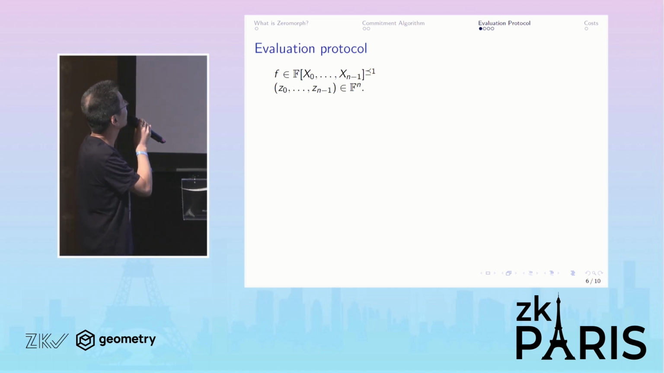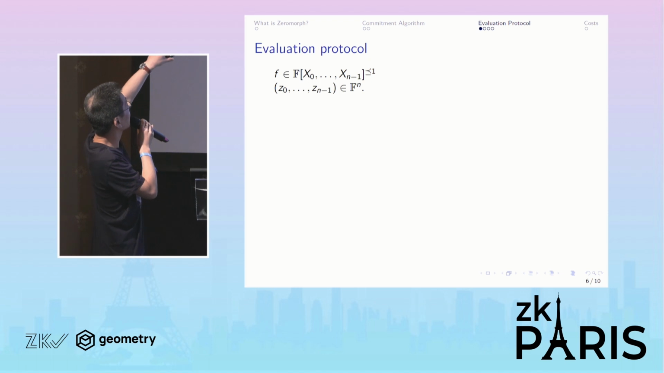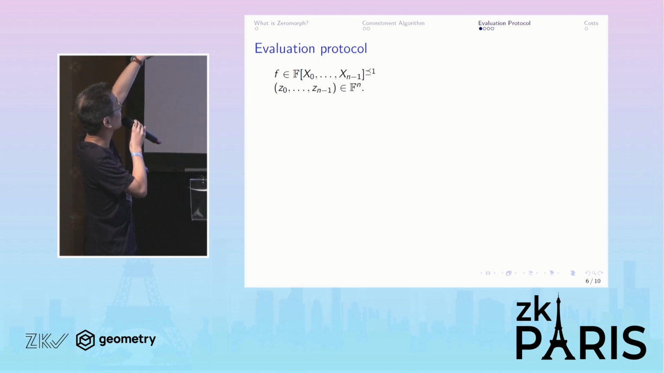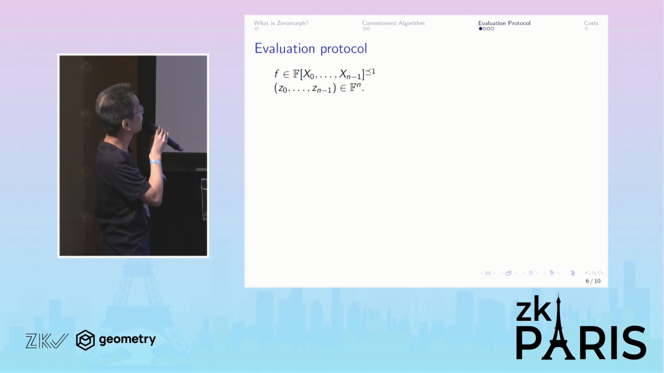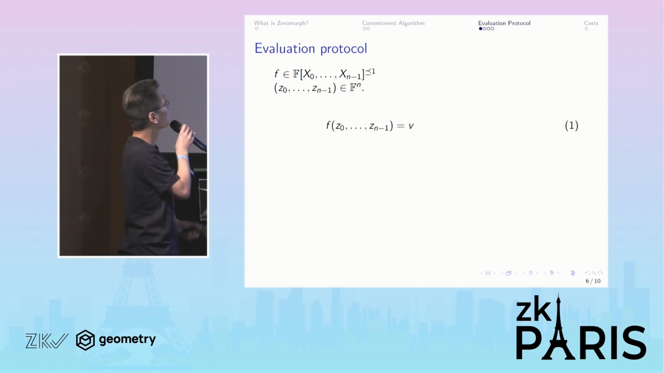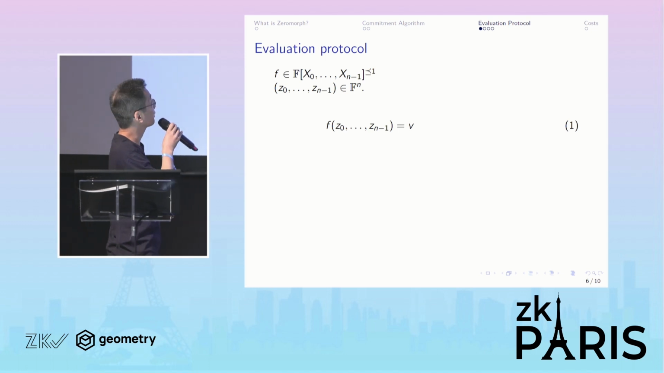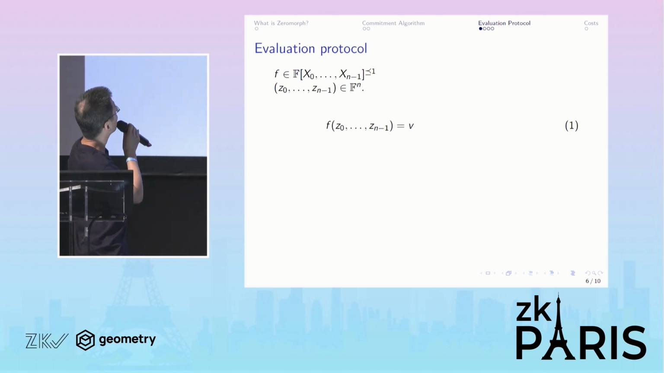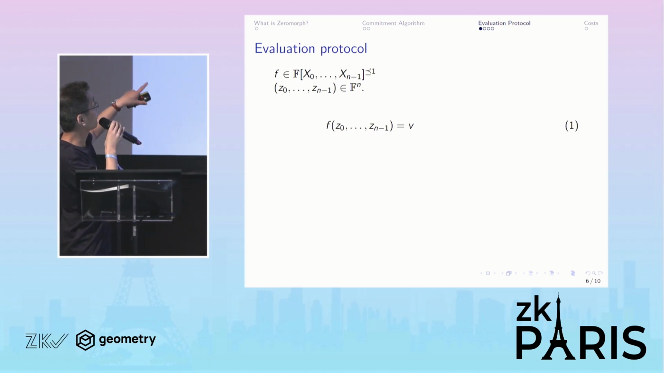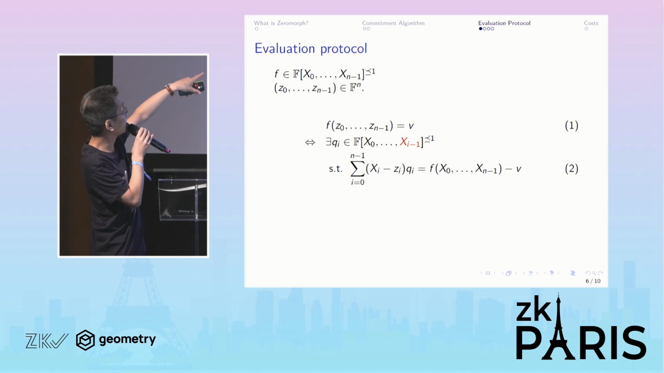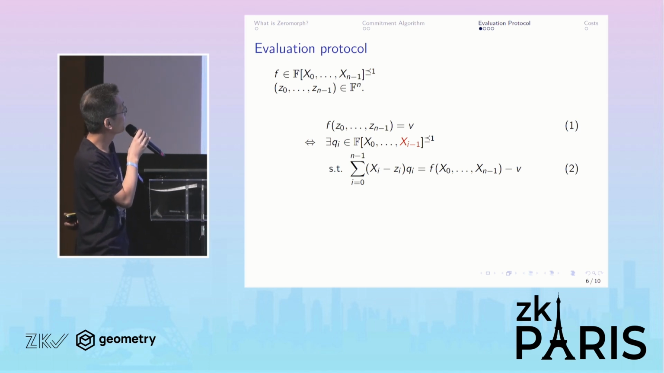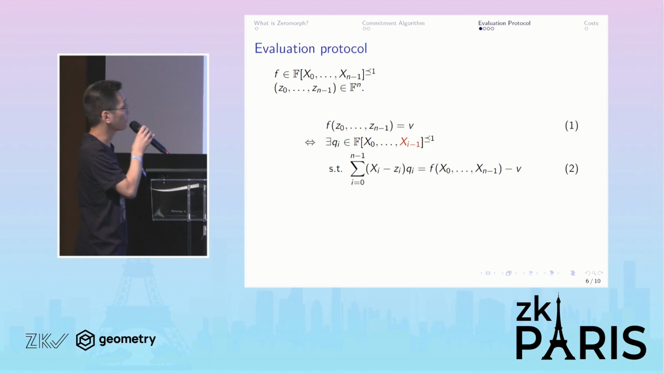So to explain the evaluation protocol, let's fix the notation. f is the committed polynomial, an n-variable multilinear polynomial, and z_0 to z_{n-1} is a point in F^n. This is the evaluation point. And the claim to prove is that f evaluates to v, the value v, at this evaluation point. And it is well known that this statement is equivalent to the existence of q_i, the polynomials, such that equation 2 holds.